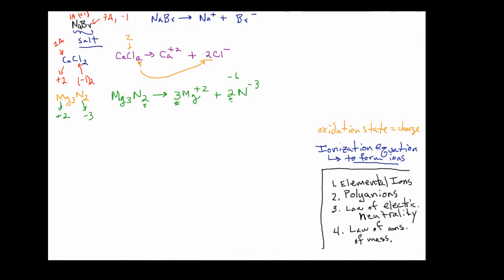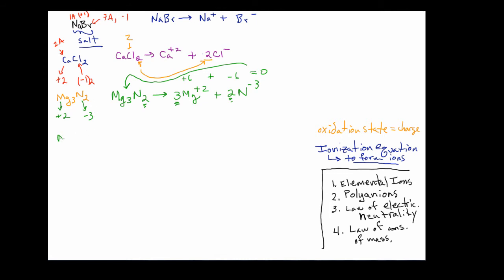When you look at the coefficient for magnesium ion times +2, we get +6. You add these two things together and you get 0, which gets us back to the electrical neutrality of the formula right here. All right. Okay, let's look at another example.